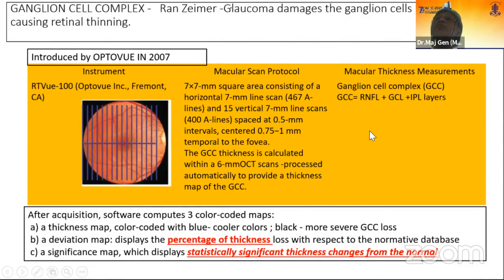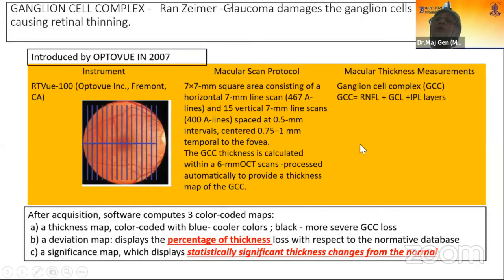This will help us to detect what are the problems and changes that take place in a case of glaucoma or suspicion of glaucoma. In fact, the earliest change that takes place is macular thinning. So in the RTVue-100, a 7.7 millimeter square is taken, and there are 15 vertical line scans which are done, which are 7 millimeters wide. And the center is not right at the fovea, but slightly temporal to the fovea, approximately 0.75 to 1 millimeter temporal.